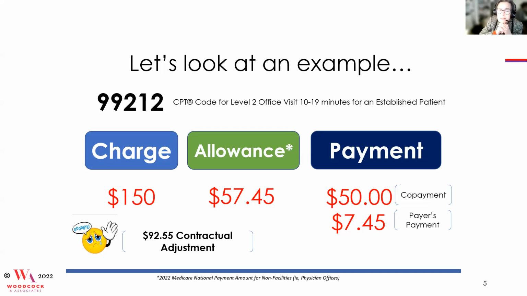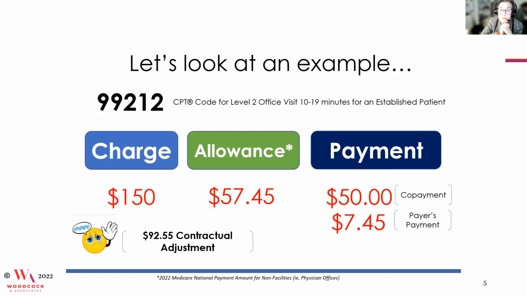And then indeed, for this patient, let's say it's a Medicare beneficiary, a Medicare patient, we're only allowed to collect $57.45. That's it. That's all we can collect for that patient. And we know that because that is the 2022 Medicare national payment amount for physician offices, which are considered non-facilities. And so what that means is $92.55, goodbye, it's gone. It's a contractual adjustment.